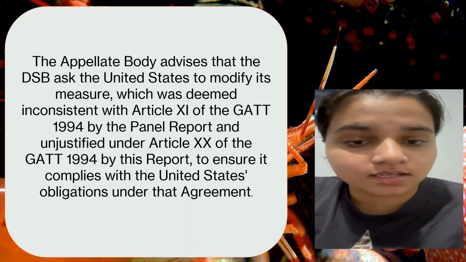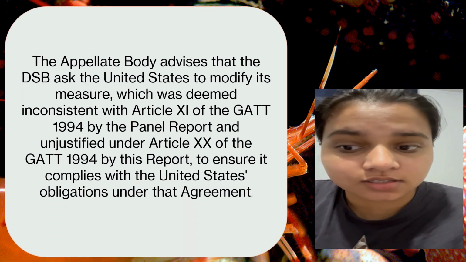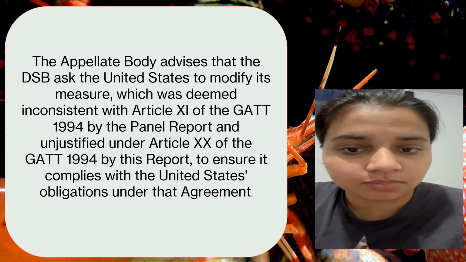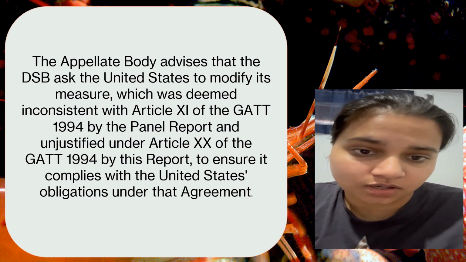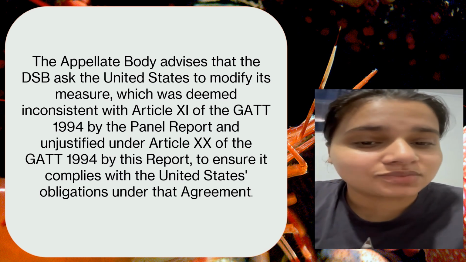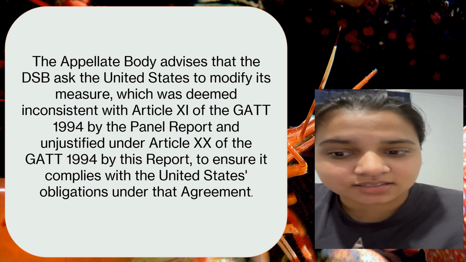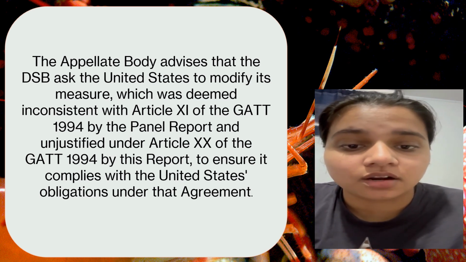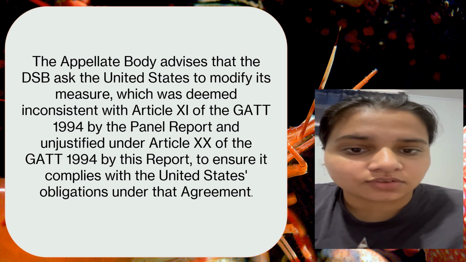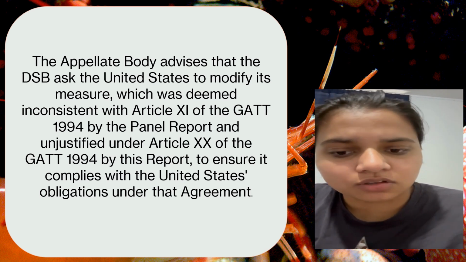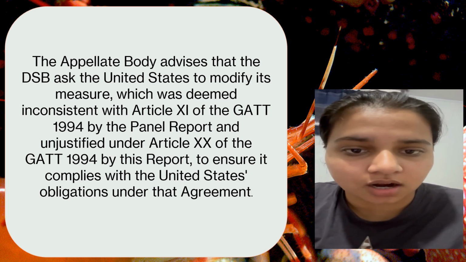In this slide, we will look into the decision of this case. The appellate body advised that the DSB ask the United States to modify its measure, which was deemed inconsistent with Article XI of the GATT 1994 by the panel report and unjustified under Article XX of the GATT 1994 by this report, to ensure it complies with the United States' obligations under that agreement.